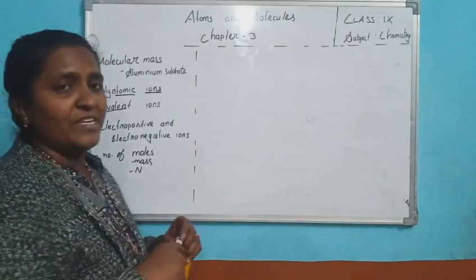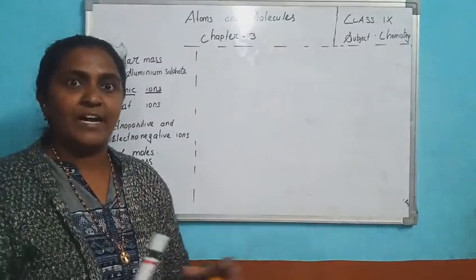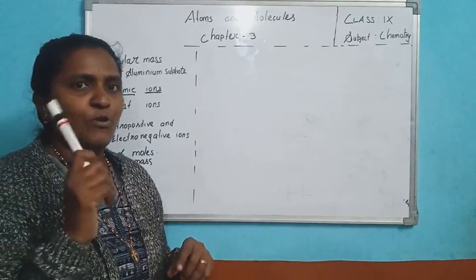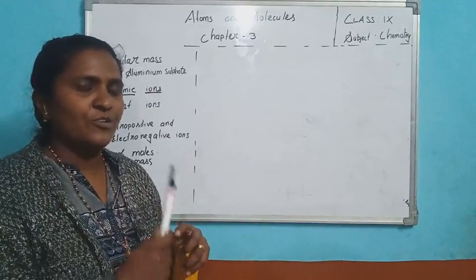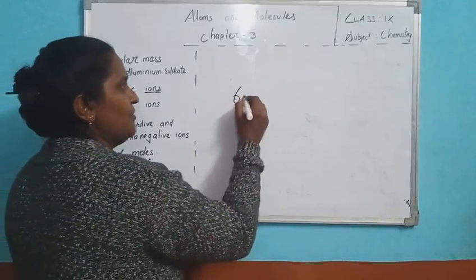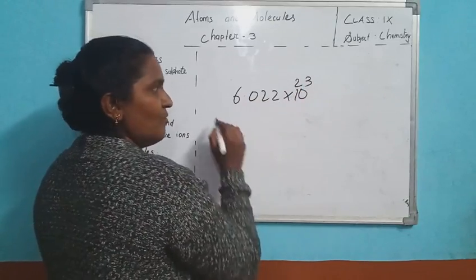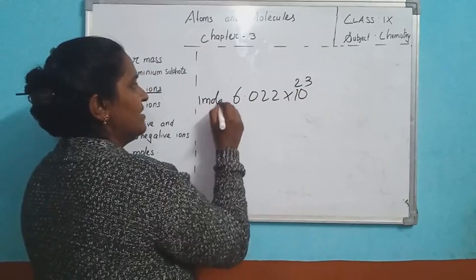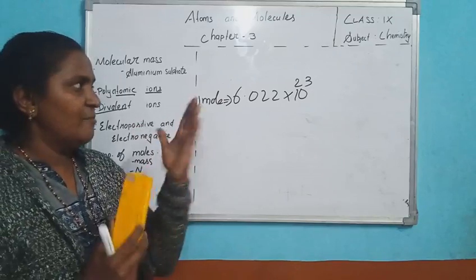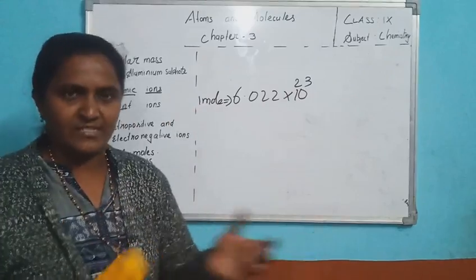You know, one mole means number. Mole means pile. Pile means group, a large group. 1 mole of this pen, do you know how many number it includes? 6.022 into 10 raised to 23 number of pens. 1 mole has these many numbers. 1 mole of dusters means 6.022 into 10 raised to 23 number of dusters.